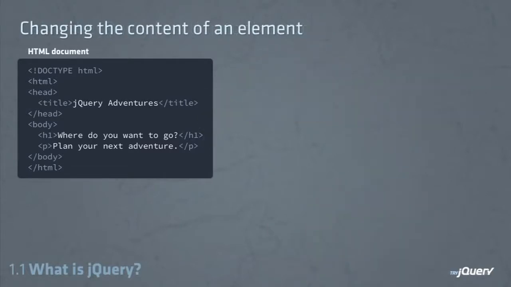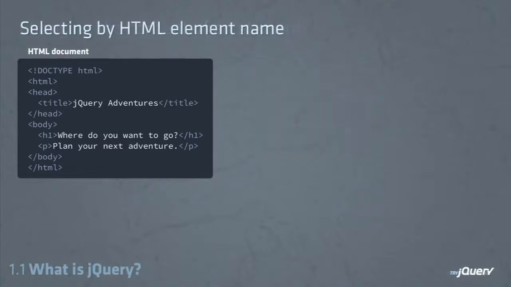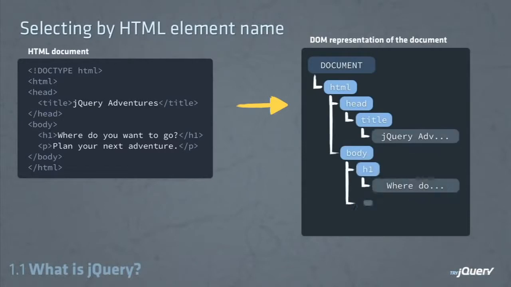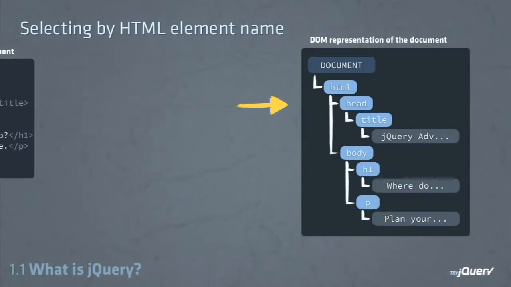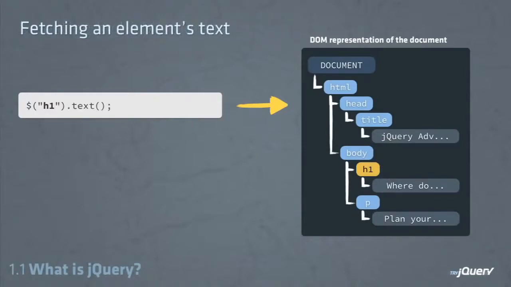So now we know how to find the h1 using that $h1, but how do we modify that element? So remember, this is our DOM representation of this HTML. To find the h1, as we saw a minute ago, we simply write $h1, and that returns the h1 element. If we wanted to return the text inside that h1, we would simply call the text method, like you see here. It would return, "where do you want to go?"